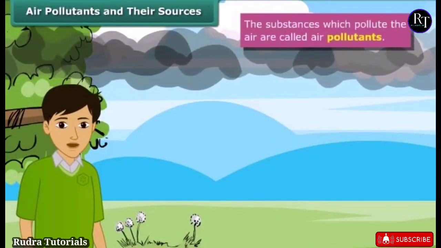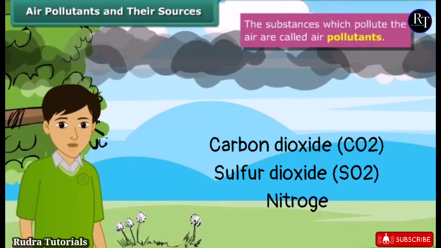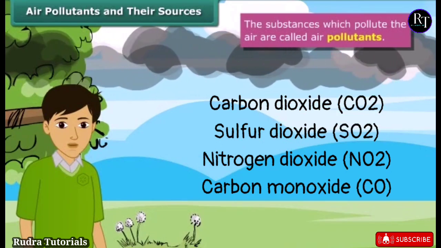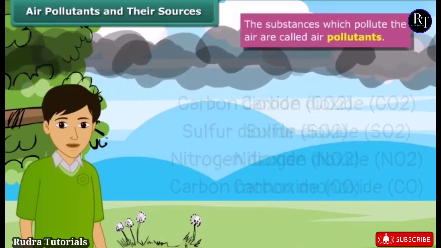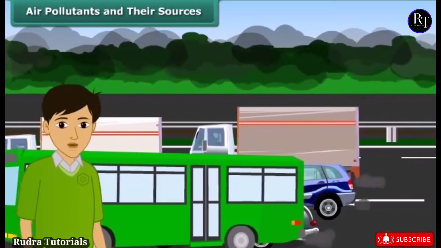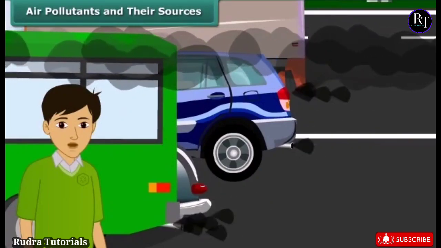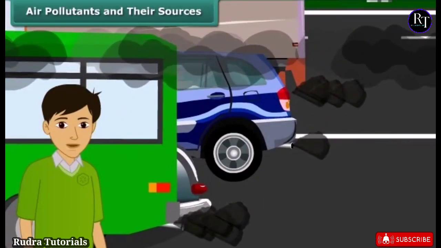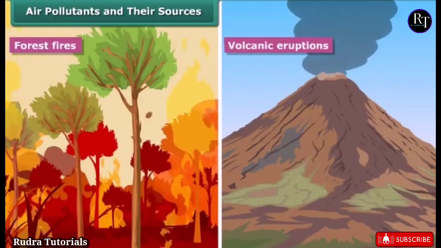Which substances pollute air? The toxic gases like carbon dioxide, sulfur dioxide, nitrogen dioxide and carbon monoxide. These are often released by the engines of vehicles like trucks and buses. Sometimes they may come from natural sources like smoke and dust arising from forest fires or volcanic eruptions.